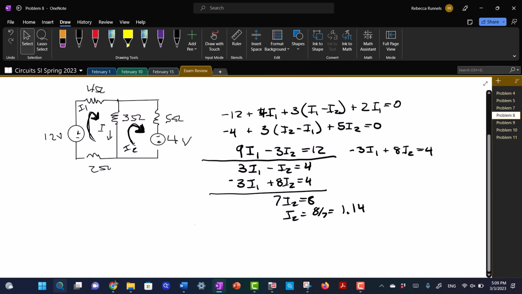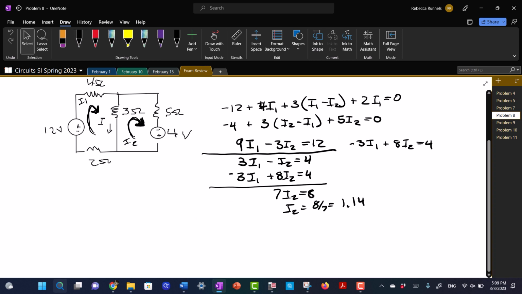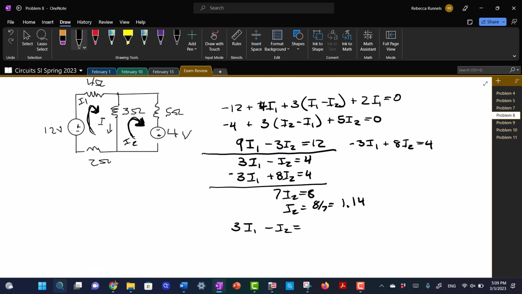And I1. So now we have to do 3I1 minus I2 equals 4. So I'm using that equation. 3I1 minus 1.14 equals 4. 3I1 equals 5.14. I1 equals 1.71 amps.